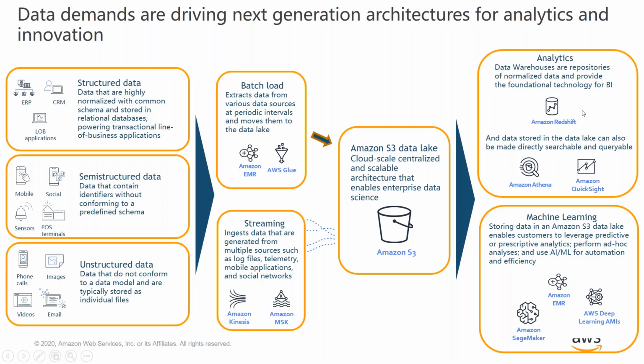Once you land your data, that's when you get to have fun with the data. You get to do analytics, query this data using Redshift, Athena, dashboard it through QuickSight, or you could do machine learning, using SageMaker and many of our ML API-driven services as well. So this is the quick overview at a high level of what a data lake looks like on AWS.